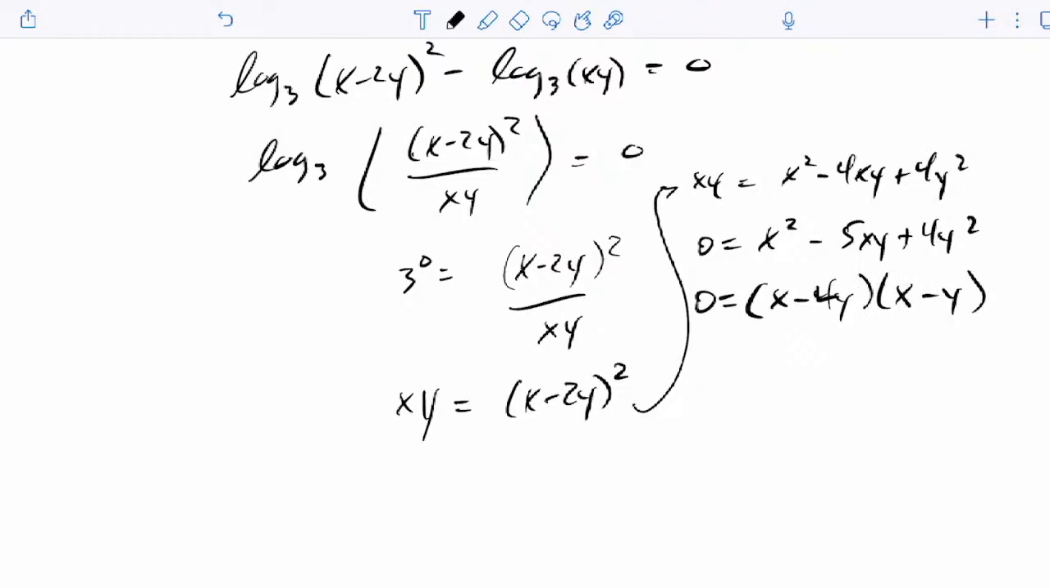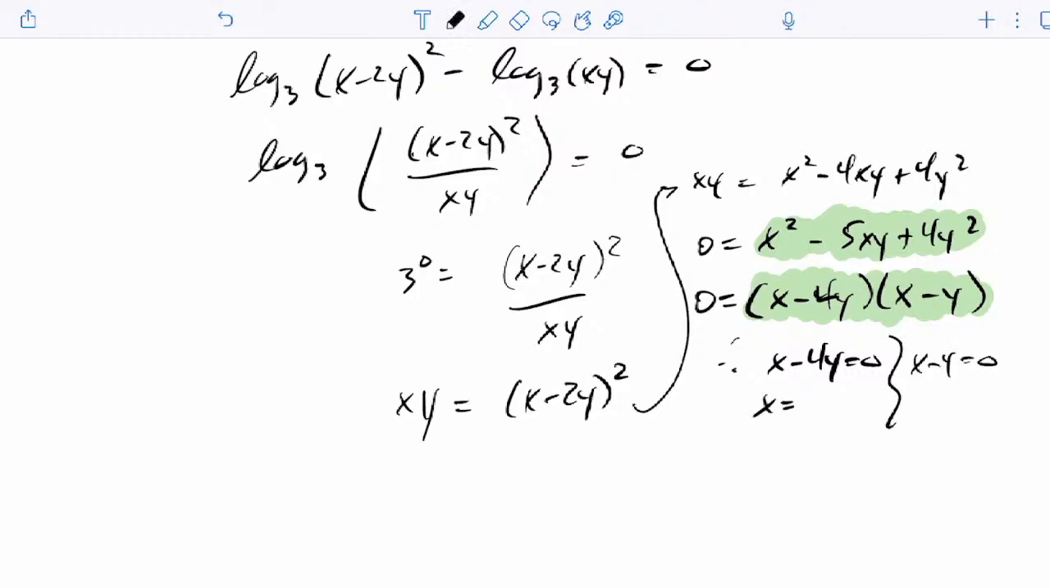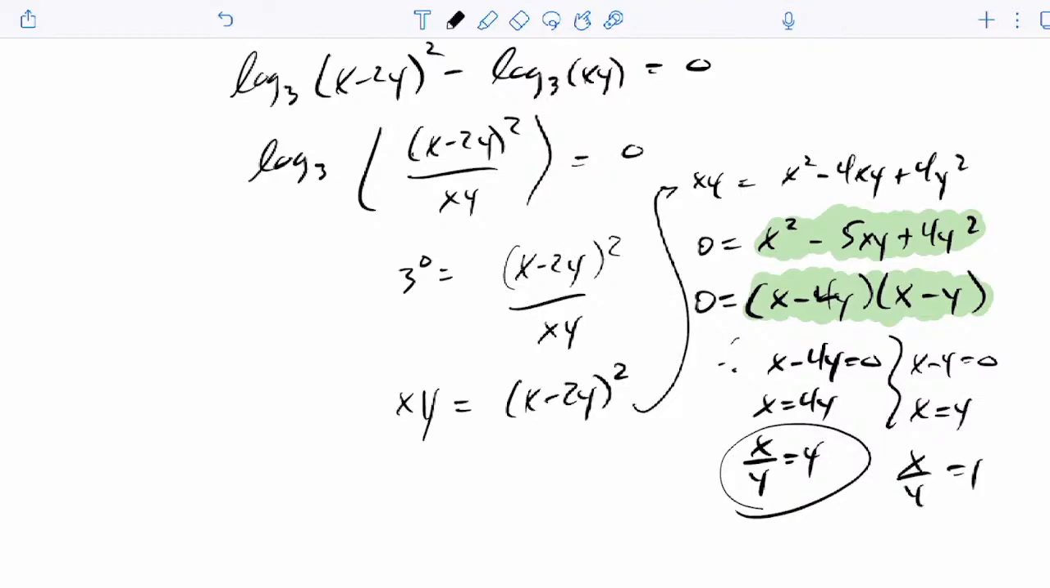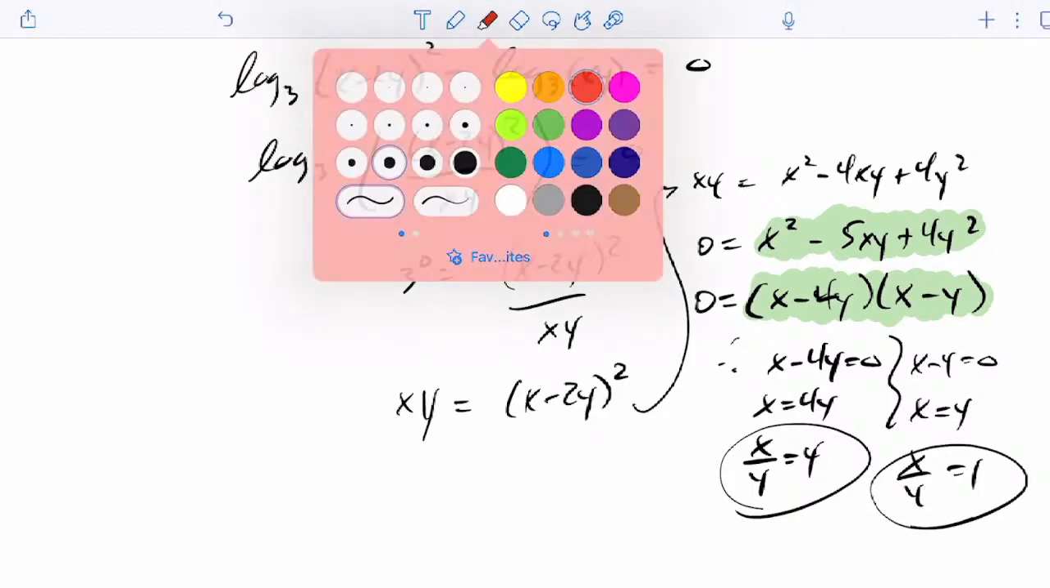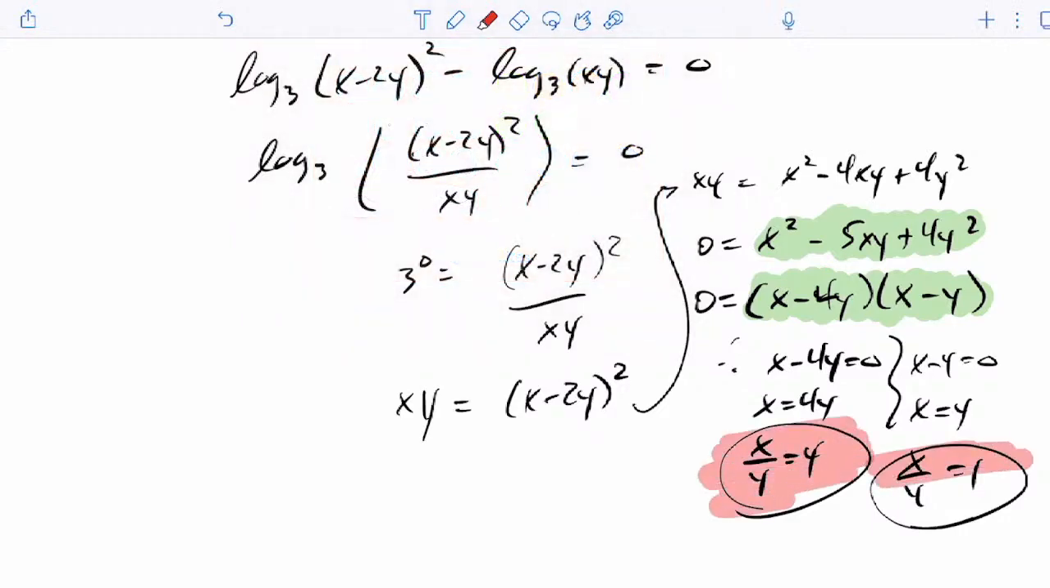Do you see that? Like you can factor this. I hope it's not confusing you guys, but this factors into this. So therefore, either x minus 4y is 0, or x minus y is 0. So that means that either x equals 4y, or x over y is 4, or x equals y, or x over y is 1. So the answers are 1 and 4 for that one. That's 99.